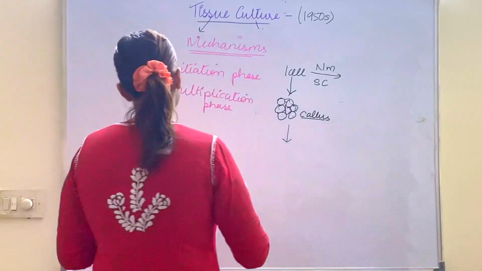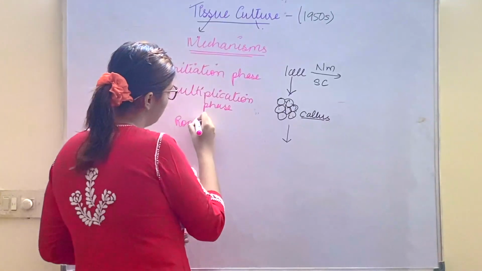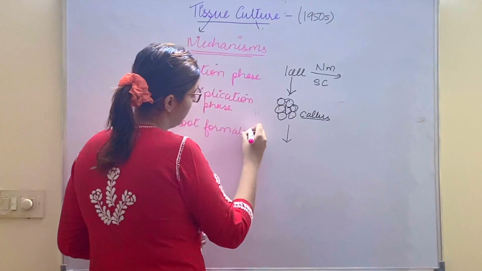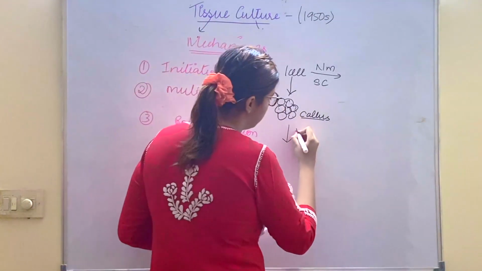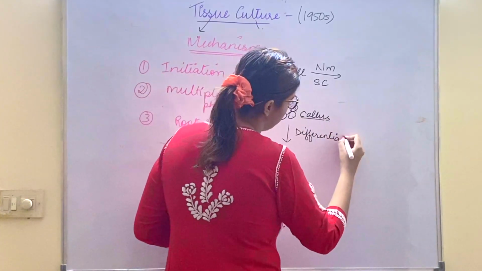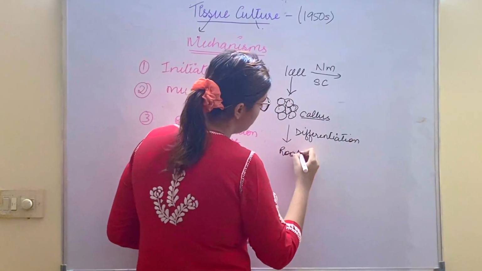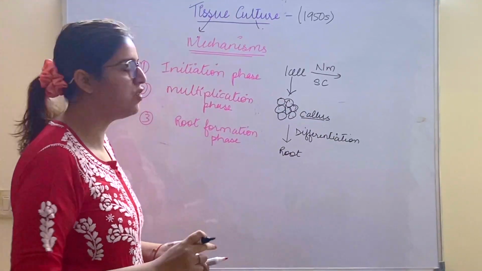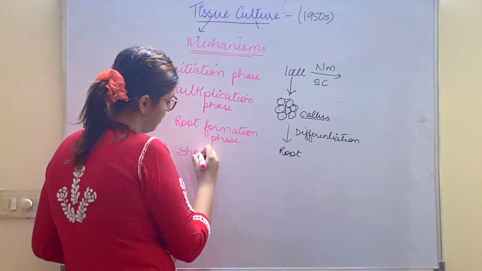So what happens is a root starts to form, okay? There is a root formation phase after this. Now my callus will undergo differentiation, okay? And a small root-like structure will start to appear, followed by what? Once the root is formed, shoot formation. So there will be shoot formation.